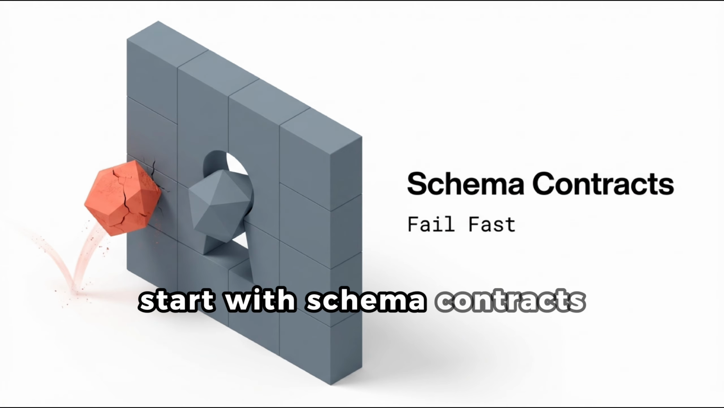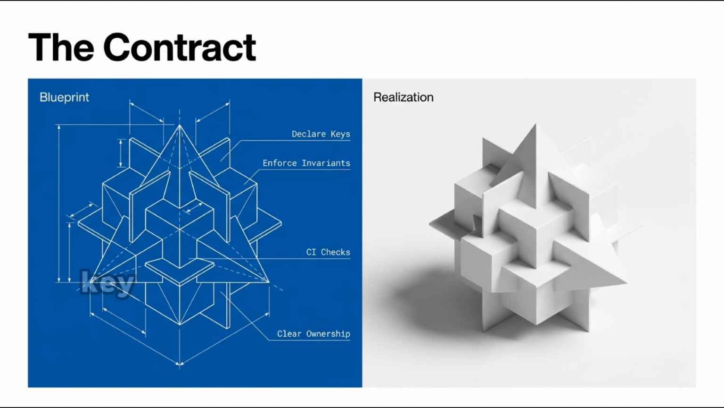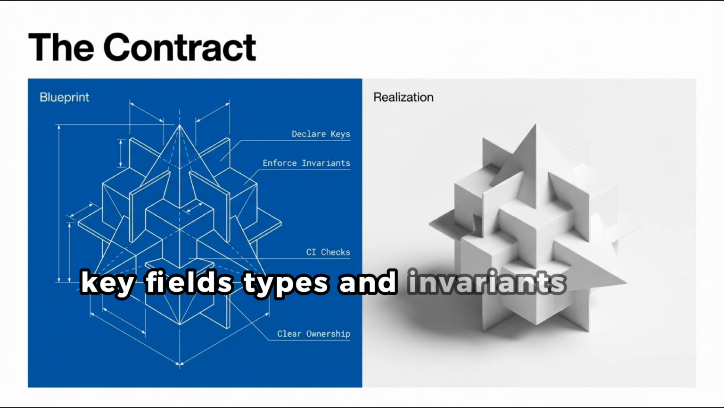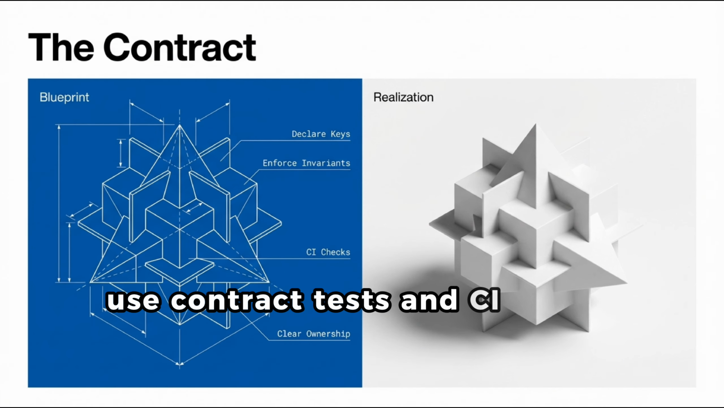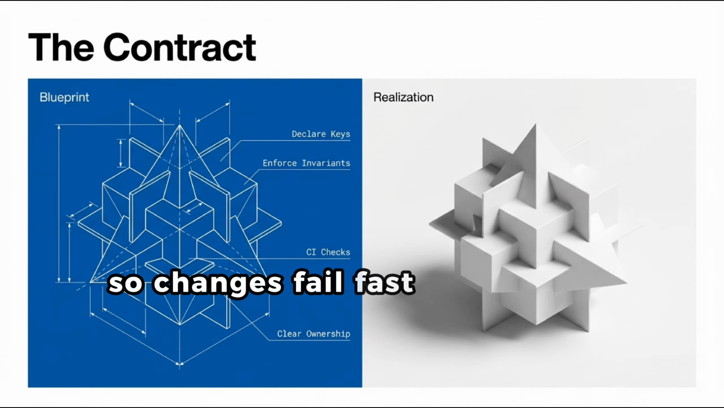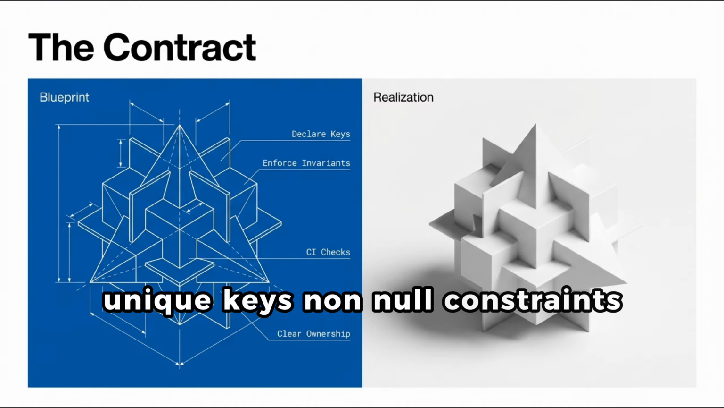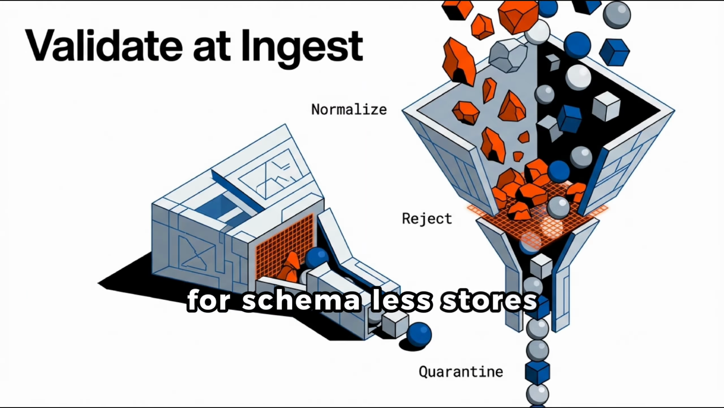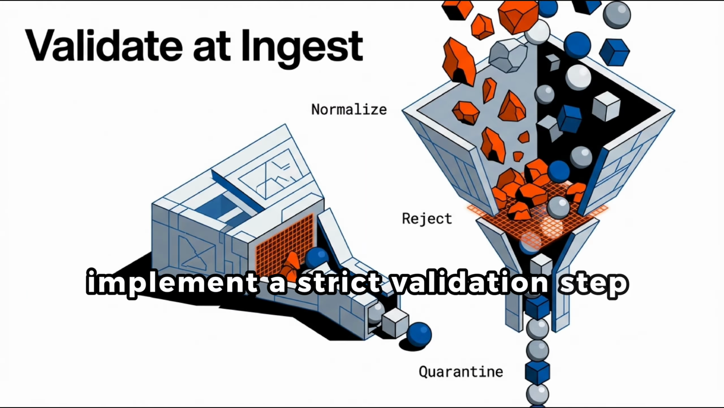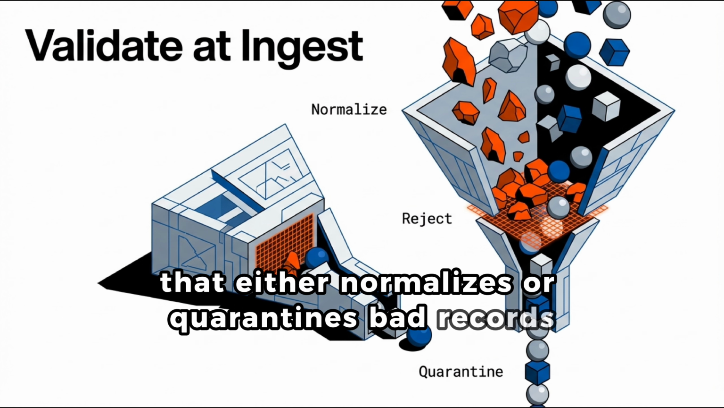Now for prevention, the investments that make collapse rare and survivable. Start with schema contracts. Require producers to declare a minimal contract for entities, key fields, types, and invariants, and validate at source. Use contract tests and CI checks so changes fail fast before they reach production. Apply constraints where practical: unique keys, non-null constraints, and type checks in the storage layer if available. For schemaless stores, implement a strict validation step at ingestion that either normalizes or quarantines bad records.